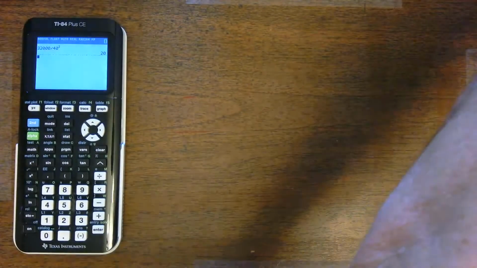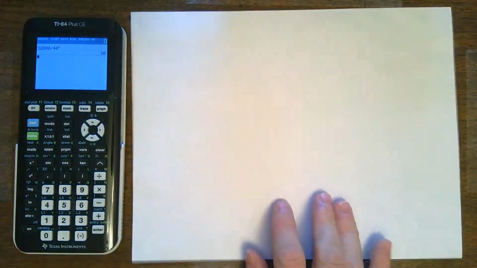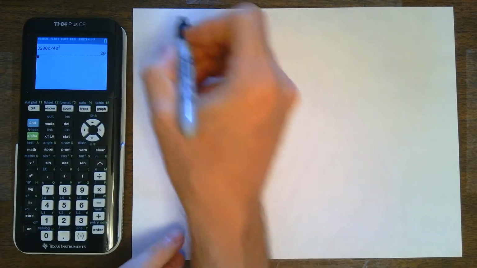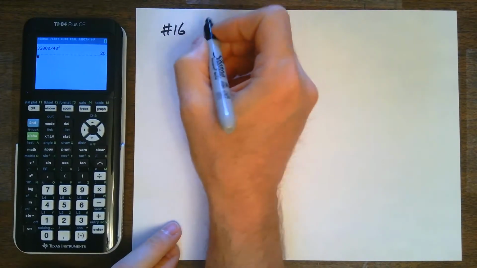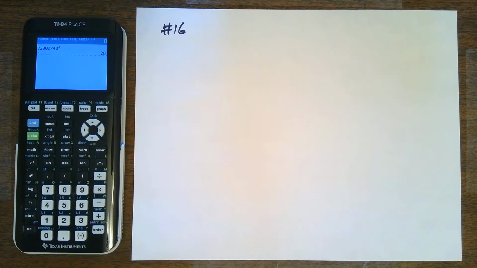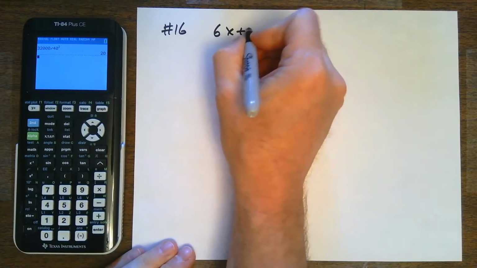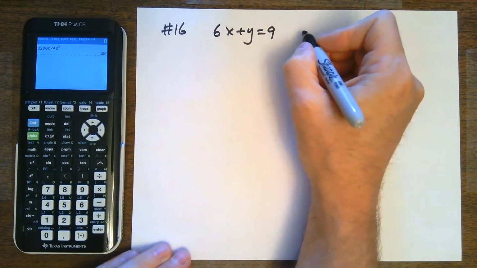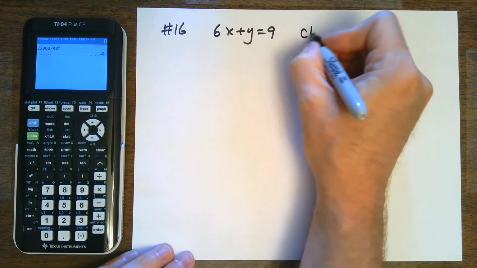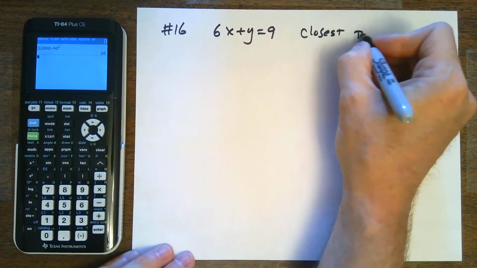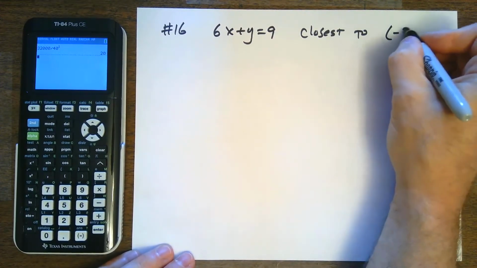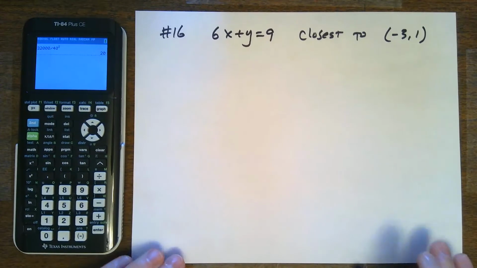All right, let's take a look at another one. I want to do a point and a curve. So let's do number 16. This is a good one. I like this one. Find a point on the curve 6x plus y equals 9 that is the closest to the fixed point (-3, 1).